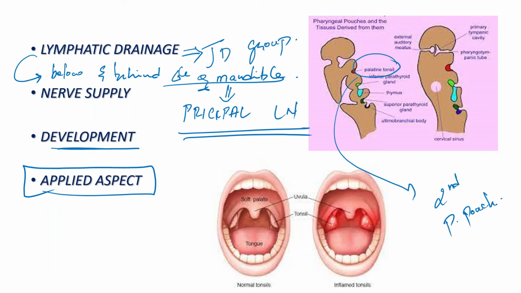Lastly, moving on to the clinical importance or the applied aspect of the palatine tonsil. Acute tonsillitis is the commonest condition seen in children. It is an infection involving the palatine tonsil. These tonsils act as a frequent site of acute infection in school-going children, and the condition is called acute tonsillitis. As we can see in this picture, in acute tonsillitis there are enlarged tonsils, and redness of the tonsil is appreciated. These are the signs of the inflamed tonsil.